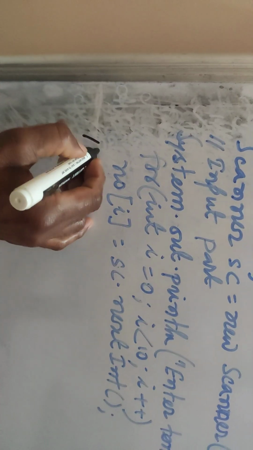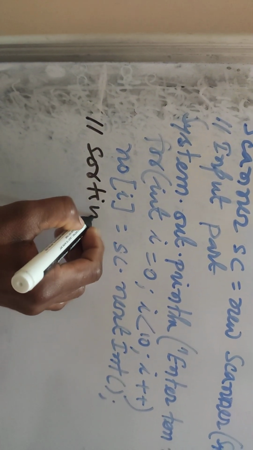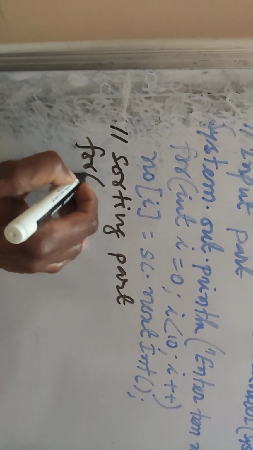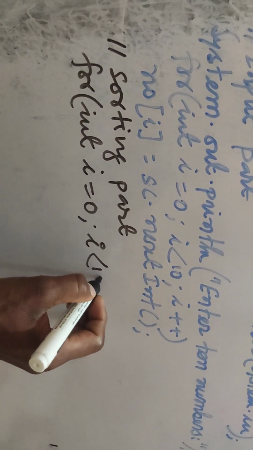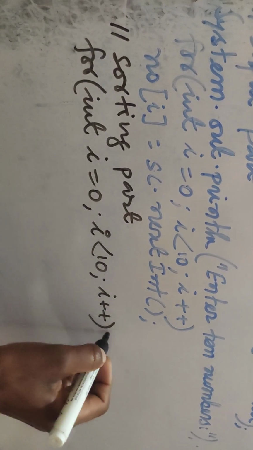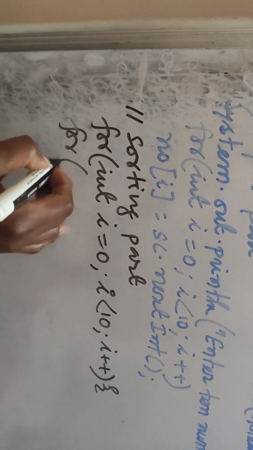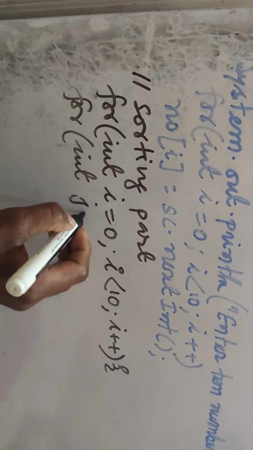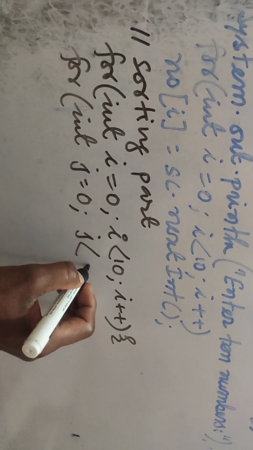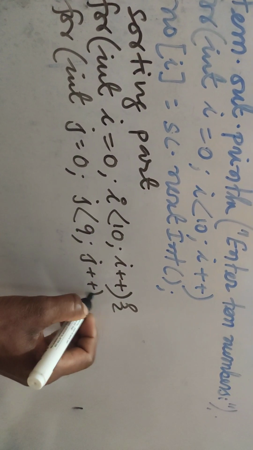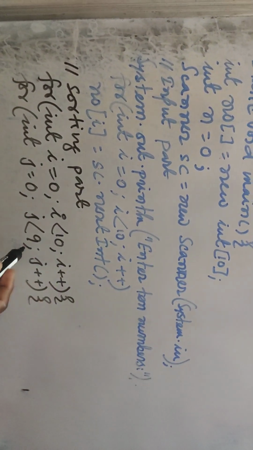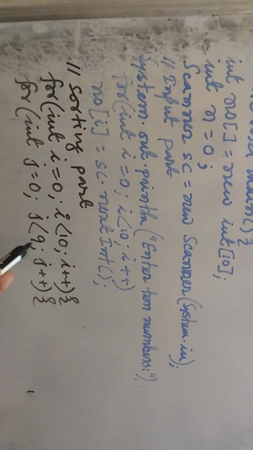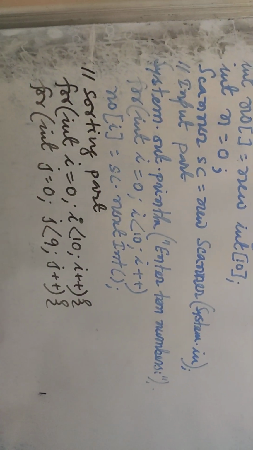Now the sorting part. In the sorting part, this is one loop, i equal to 0, i less than 10, i plus plus. Then this is int j equal to 0 and j less than 9, j plus plus. You have to remember that here it is 10, that is why we made it 9. If it is 100 then it is 99, if it is 20 then 19, one less.